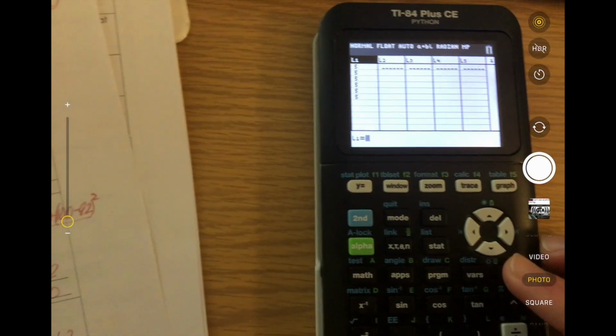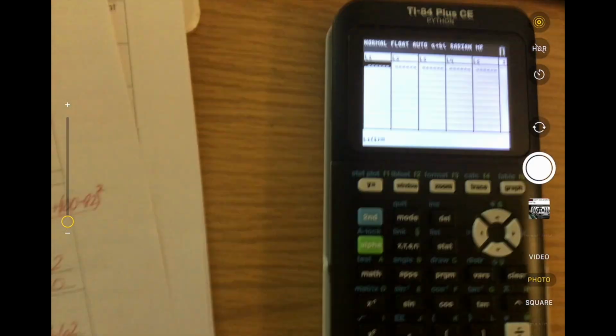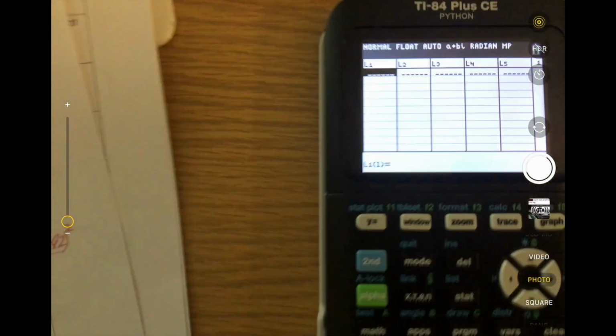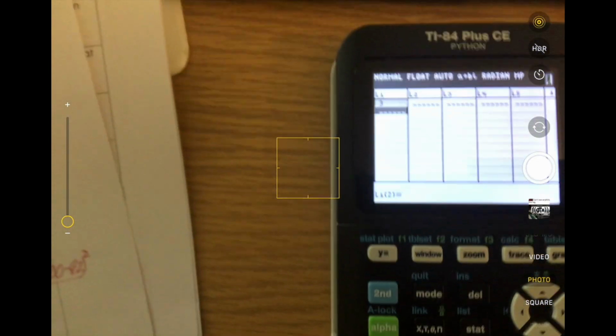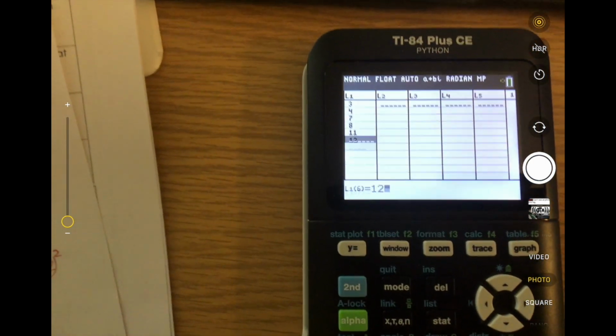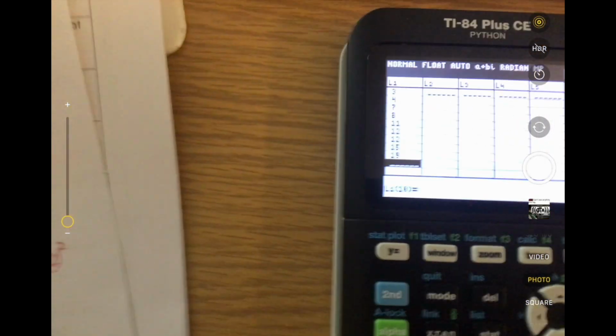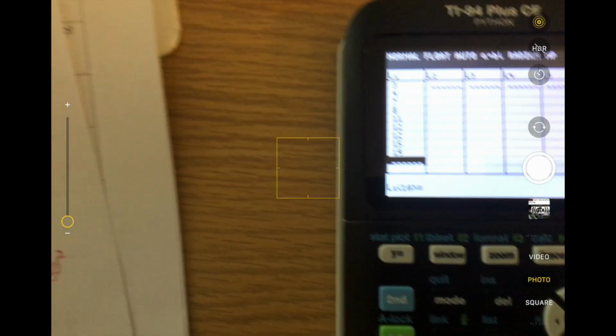What I can do is highlight L1, clear, enter, and it clears out the whole thing. So now I type in the list, and the order I type them in doesn't even matter a little bit. So I type in the list, I do 3, enter, 4, enter, 7, enter, 8, 11, 12, 15, 19. So we do need to do repetitions as well there.